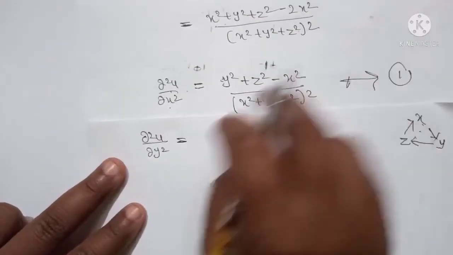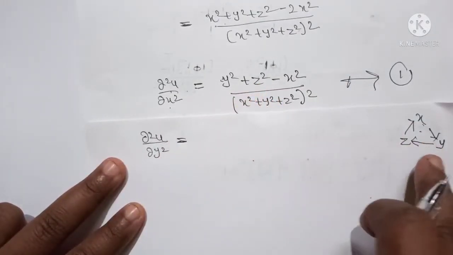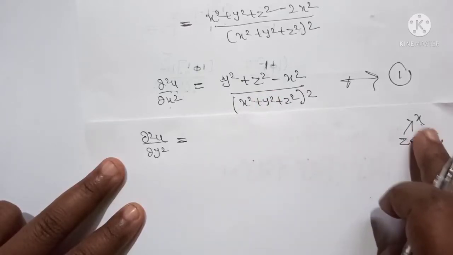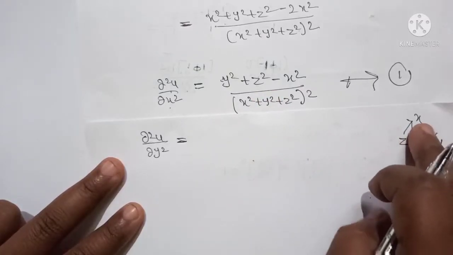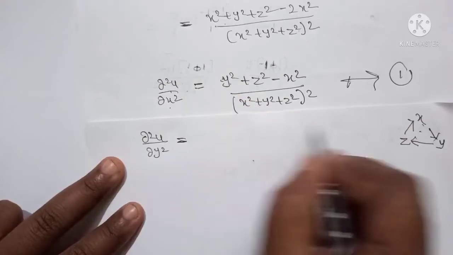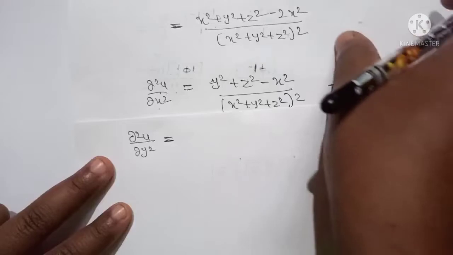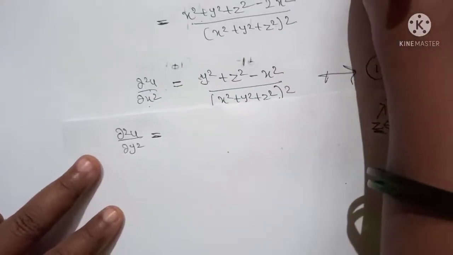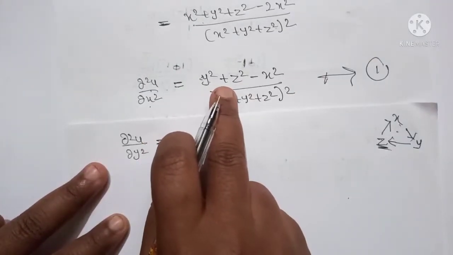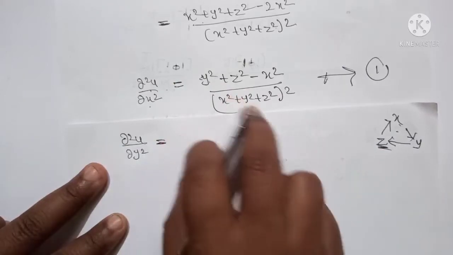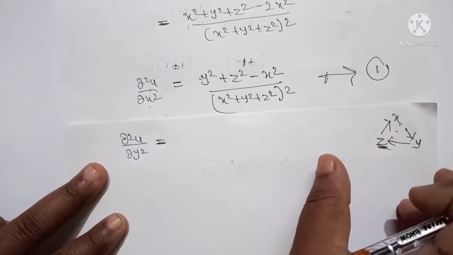So see here, wherever you have y, change it to z, x changes to y, y changes to z, z changes to x. Here we have y square, it is changed to z square. So you see this one, you will get the answer. If you make a mistake here, you will get the wrong answer. So while changing in the cyclic manner, be careful.